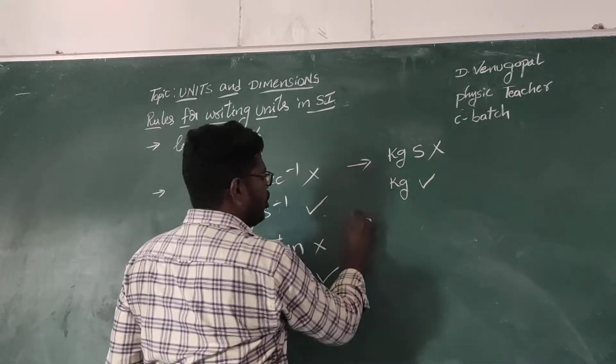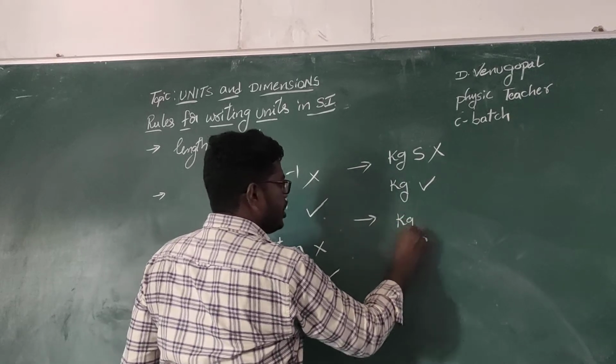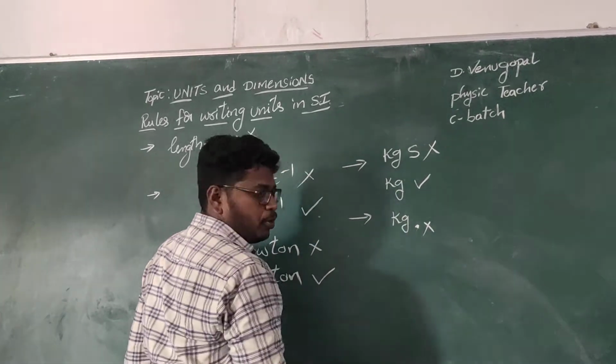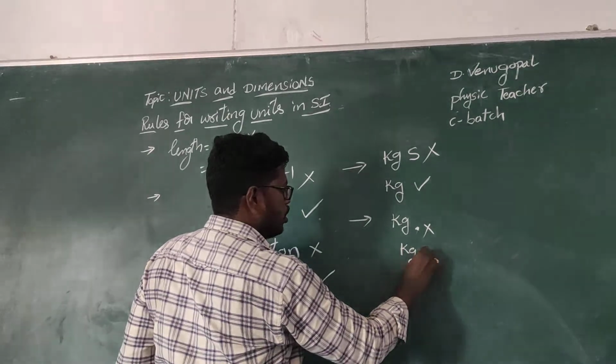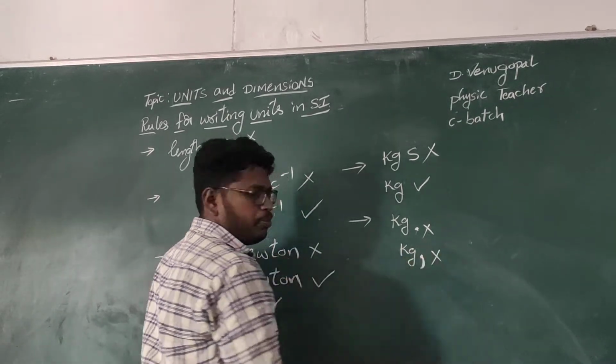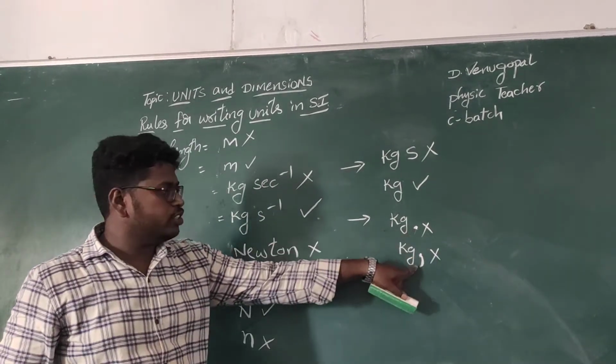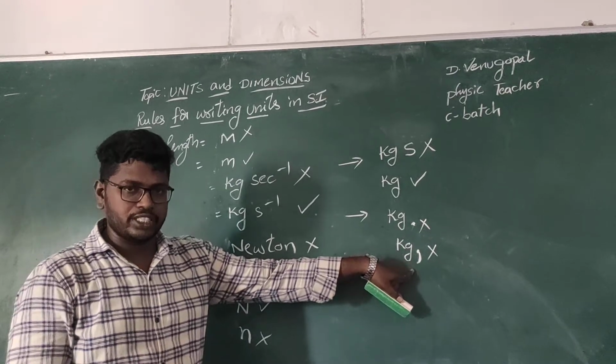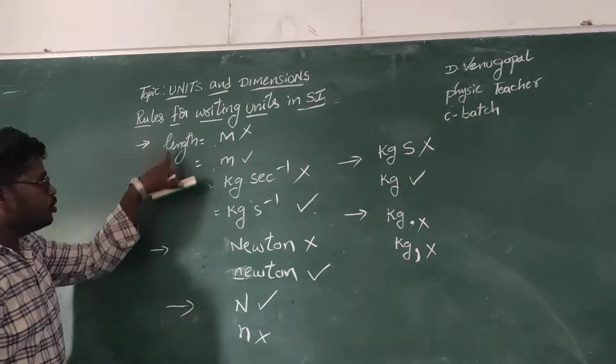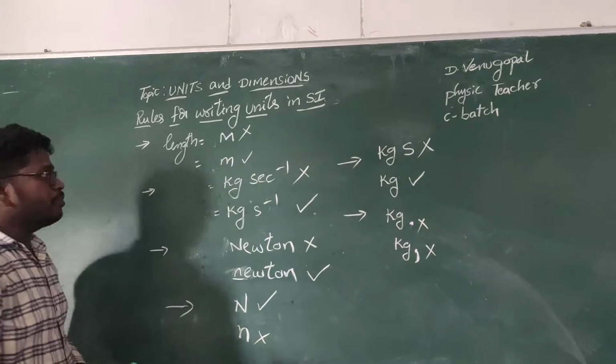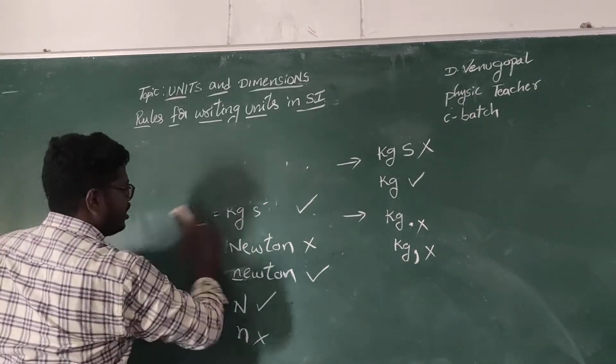And last but not least, after the unit, we didn't keep a full stop or comma. We didn't keep a full stop or commas after the units. So these are all the rules for writing units in SI.